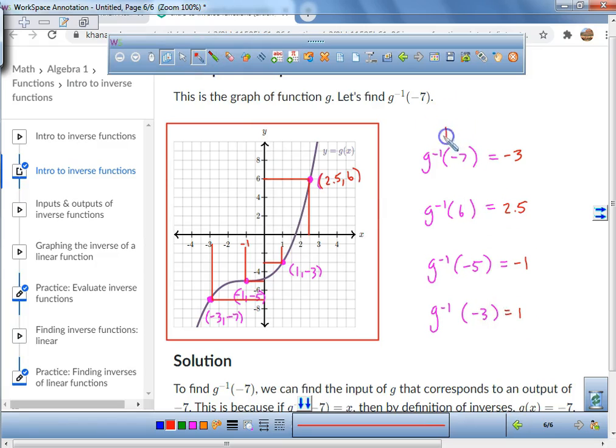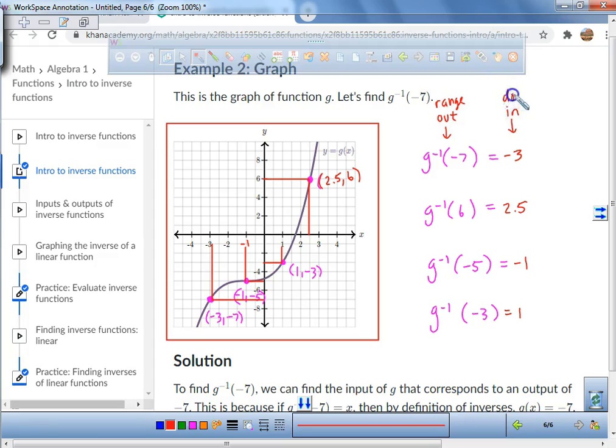Here's what I want you guys to write down in your journal. These are all of your outputs, and all of these numbers are your inputs. This is the range, and this is the domain. So that's what you guys need to understand when you're doing this: now you're going to be looking at the range, which leads to the domain. If you see the inverse of G right here, or the G inverse. Okay?